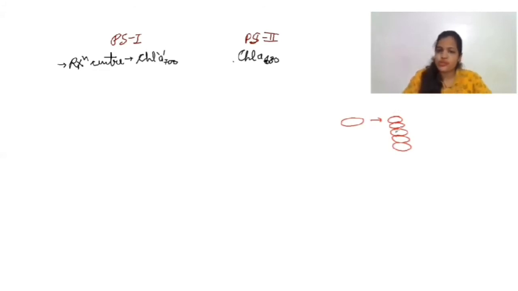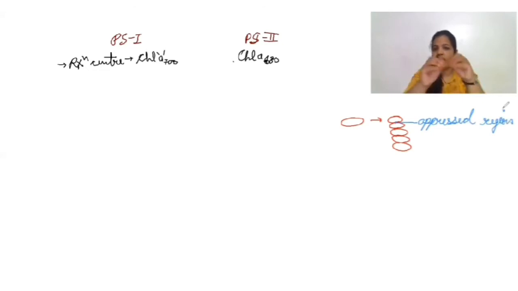Now, in this grana, the portion where the two thylakoids are in contact with each other, this portion is known as appressed region. Appressed region of thylakoid. And the remaining part, which is not in contact with another thylakoid, like this complete surface, we call this complete portion the non-appressed region.